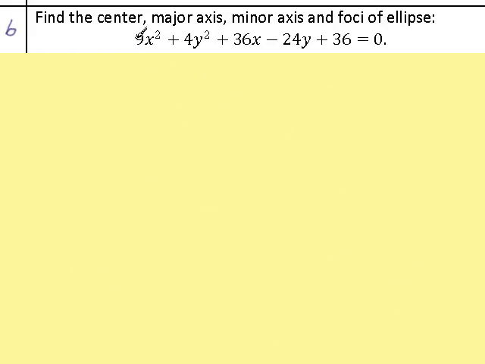In number 6, we want to find the center, major axis, minor axis, and foci. So we want to put this in standard form. So we're going to complete the square in both x and y. So first, let's put the x's together. 9x squared plus 36x. And let's put the y's together. 4y squared minus 24y. And maybe we'll subtract 36 from both sides.